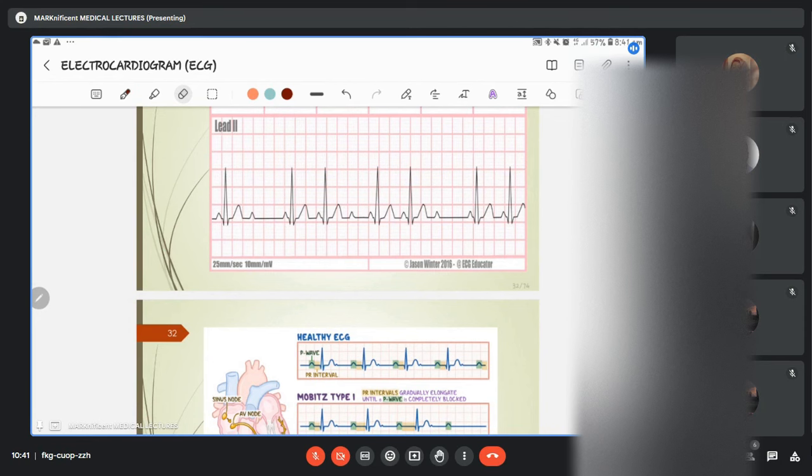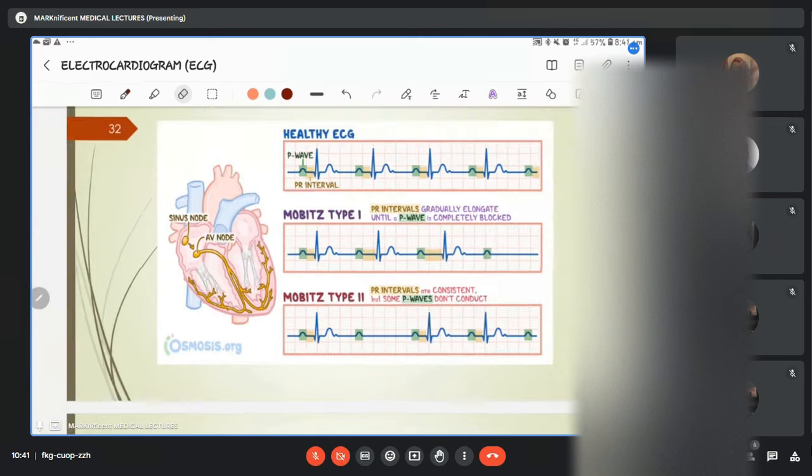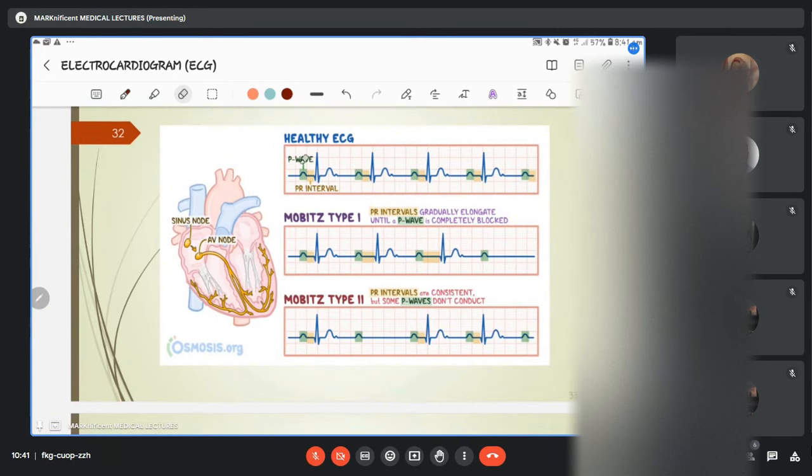So this is Mobitz type 1 compared to type 2. This is the normal one here. And then in type 1, you have this prolongation here, and then more prolongation before the drop. There's no QRS complex you can see here. However, here, this is prolongation, the absence occurred here. This is another prolongation, absence occurred here. So that's what I just explained, differentiating type 1 from type 2.